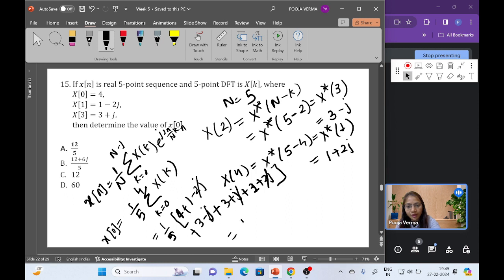Then we will find 1 by 5, 4 plus 1, 5 plus 3, 8, 8 plus 3, 11 plus 1, 12. So we will get 12 by 5. So x of 0 is equal to 12 by 5. So here we will see option A is the correct answer. Here we are getting 12 by 5. Okay. Moving to the next question.